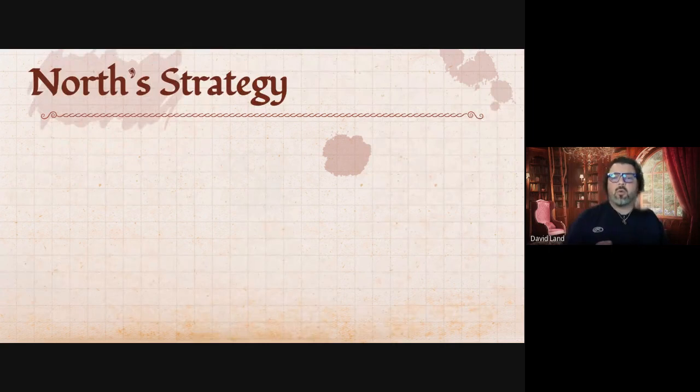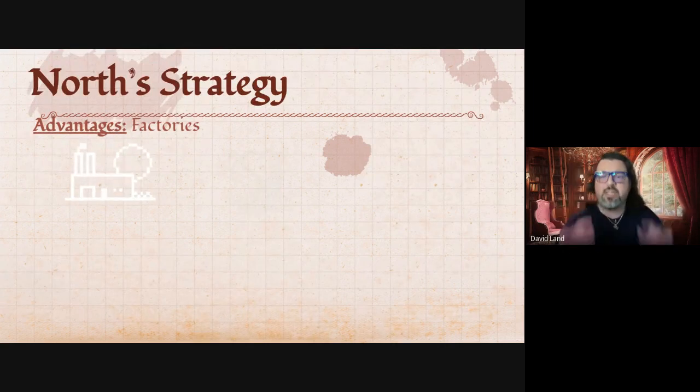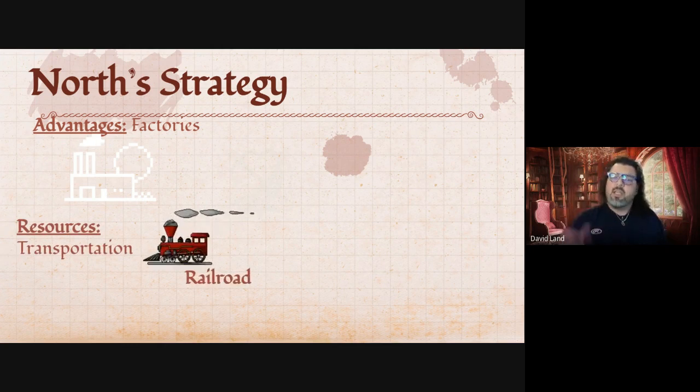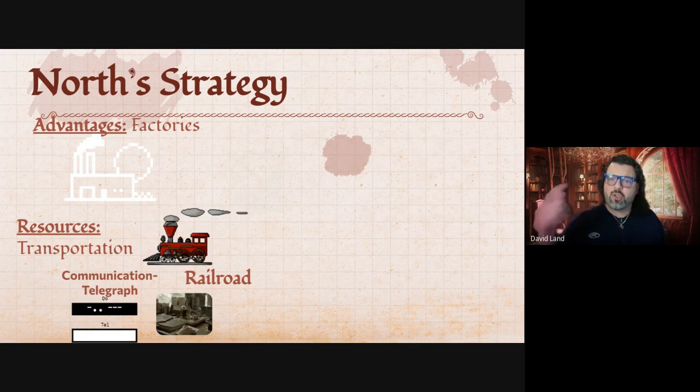Now let's look at the North strategy. Now here are your circles. Get your answers now. The advantages. What were the advantages to the North? They had factories. They had lots of factories, so that means they could supply stuff. They could make goods. They also had transportation because they had railroads in the North developed. Remember the Industrial Revolution?